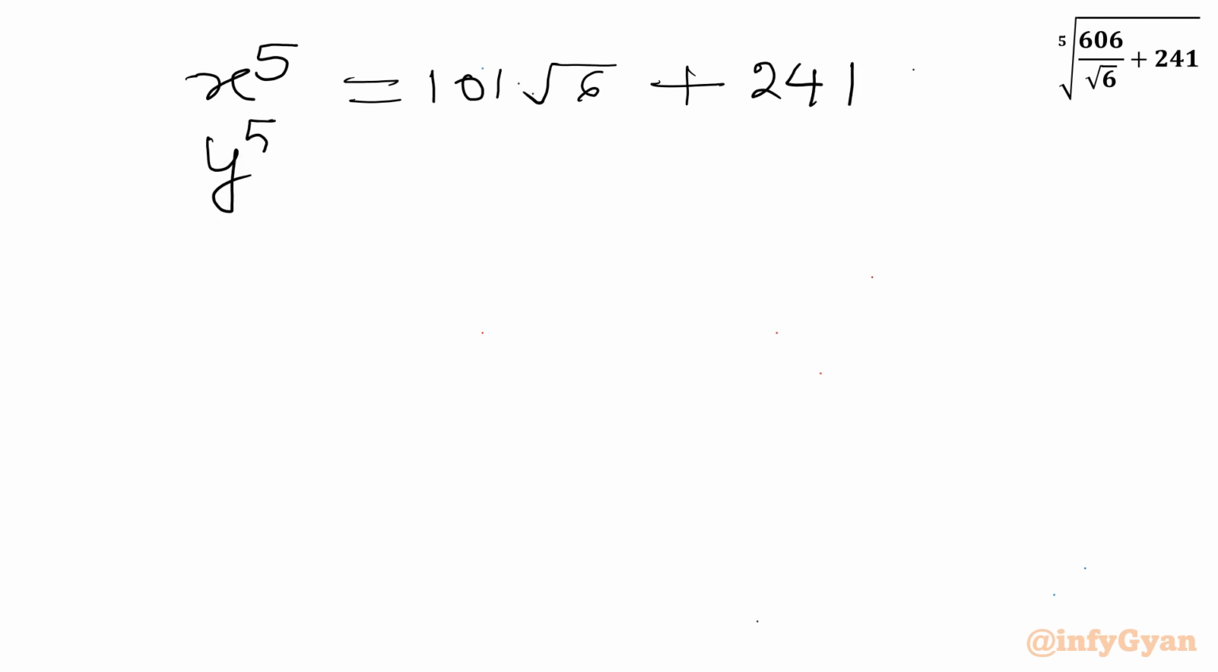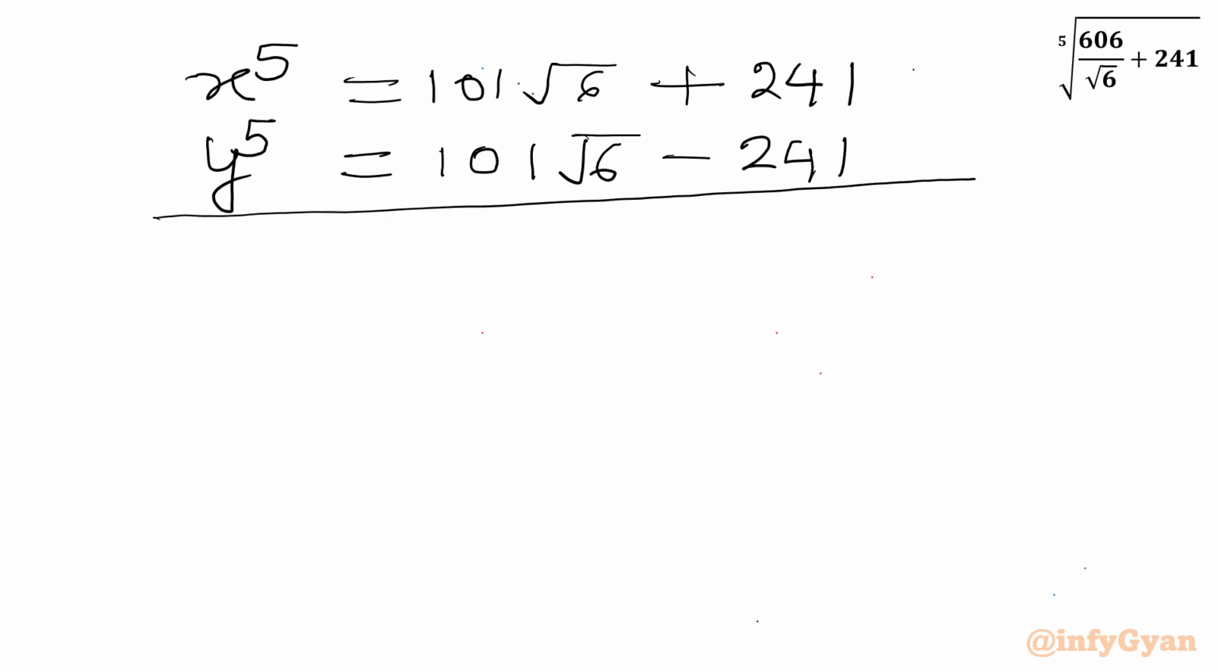Let us write here x power 5 equal to 101 root 6 plus 241. Now I will consider y power 5 also, which will be the conjugate of x power 5. So 101 root 6 minus 241. Let's subtract the second equation from the first one. So I can write x power 5 minus y power 5. This will be equal to 482.